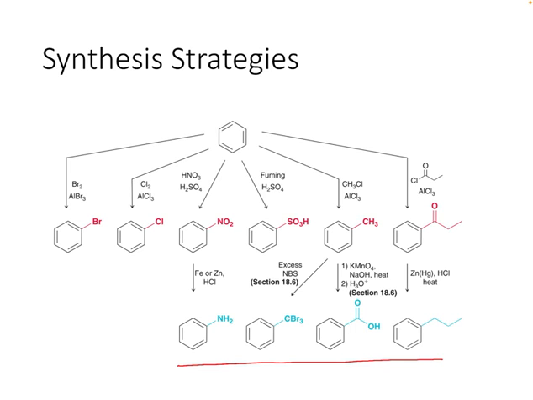So for instance, if you want to add an amino group to the benzene ring, you first need to nitrate it with NO2 and then reduce NO2 to NH2. Or if you want to add some halogens to the benzylic carbon, you first need to add that benzylic carbon. If you want to form a carboxylic acid, you also first need to add that benzylic carbon there. And finally, if you want to add a long alkyl chain or a branched alkyl chain, you need to first add an acyl group, and then you can reduce it.